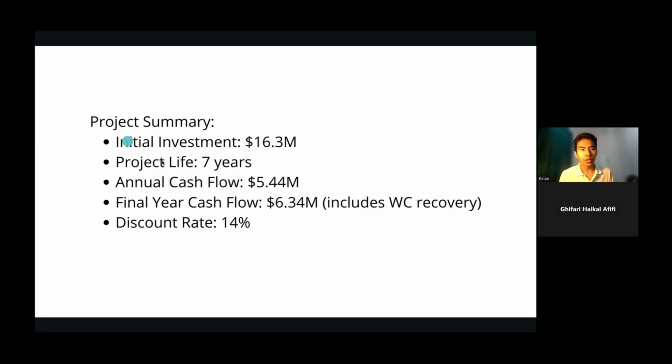So we have the project summary here. We start with an initial investment of $16.3 million, and the project will run for 7 years, generating $5.44 million annually in operating cash flow. In year 7, we also recover $900,000 in working capital, giving us a final year cash flow of $6.34 million. So how did I get these numbers?